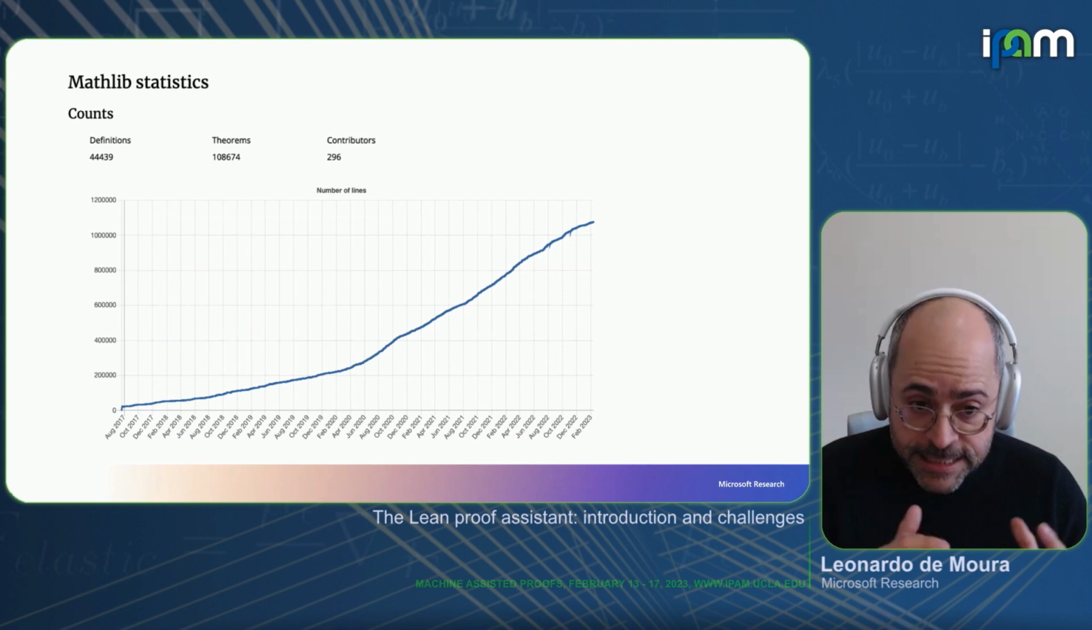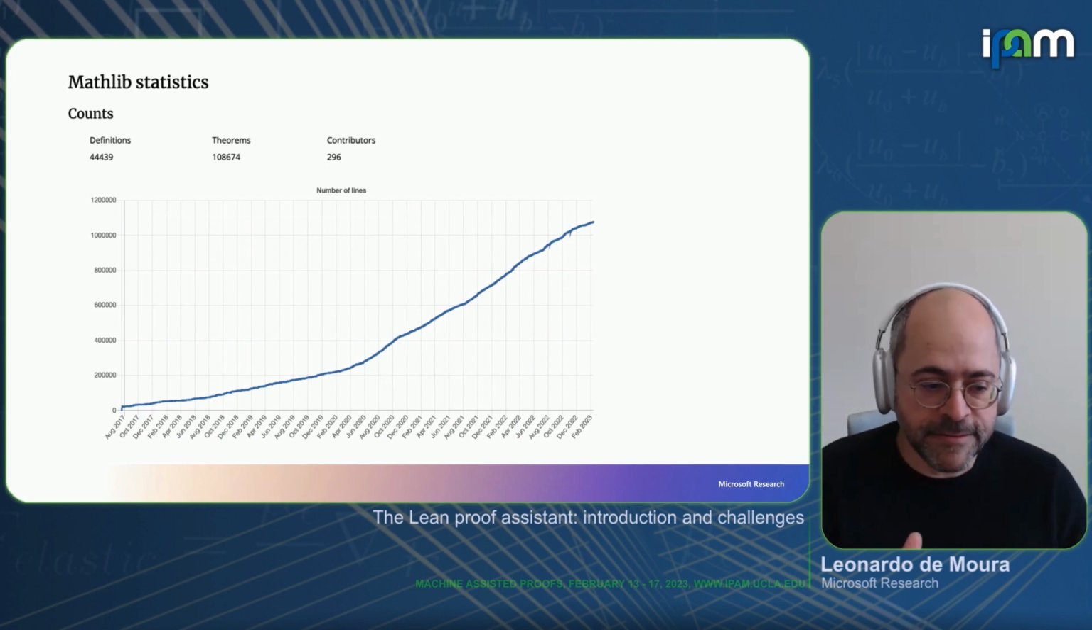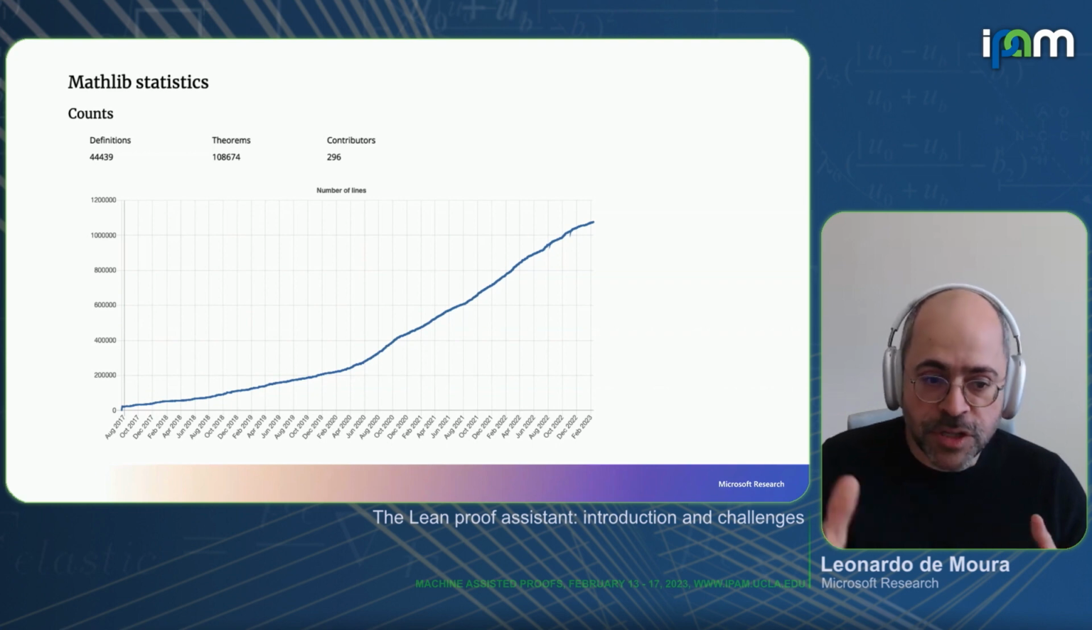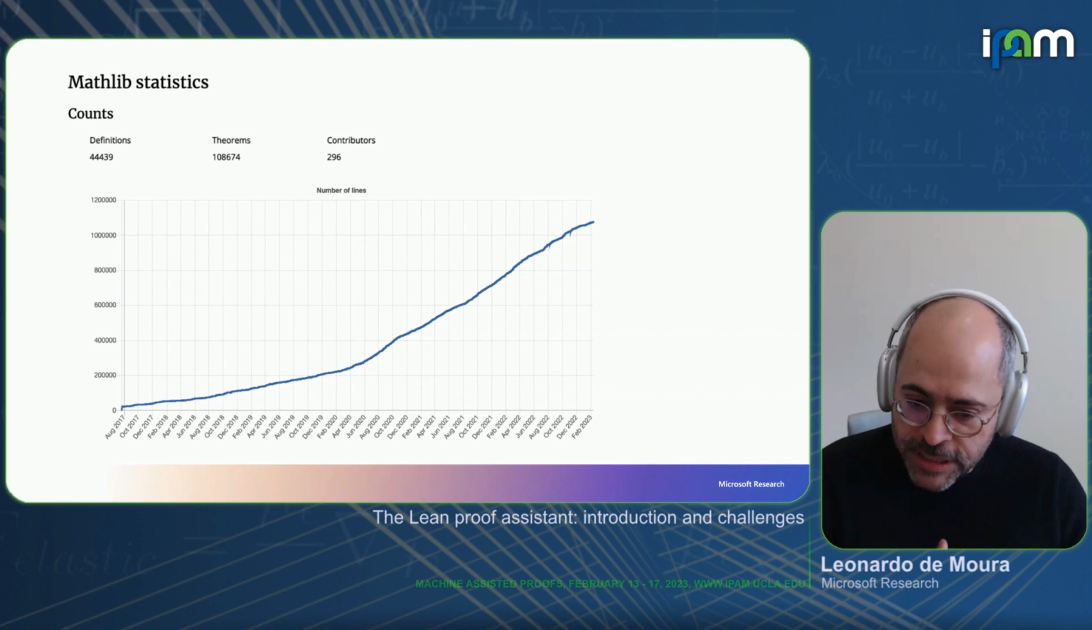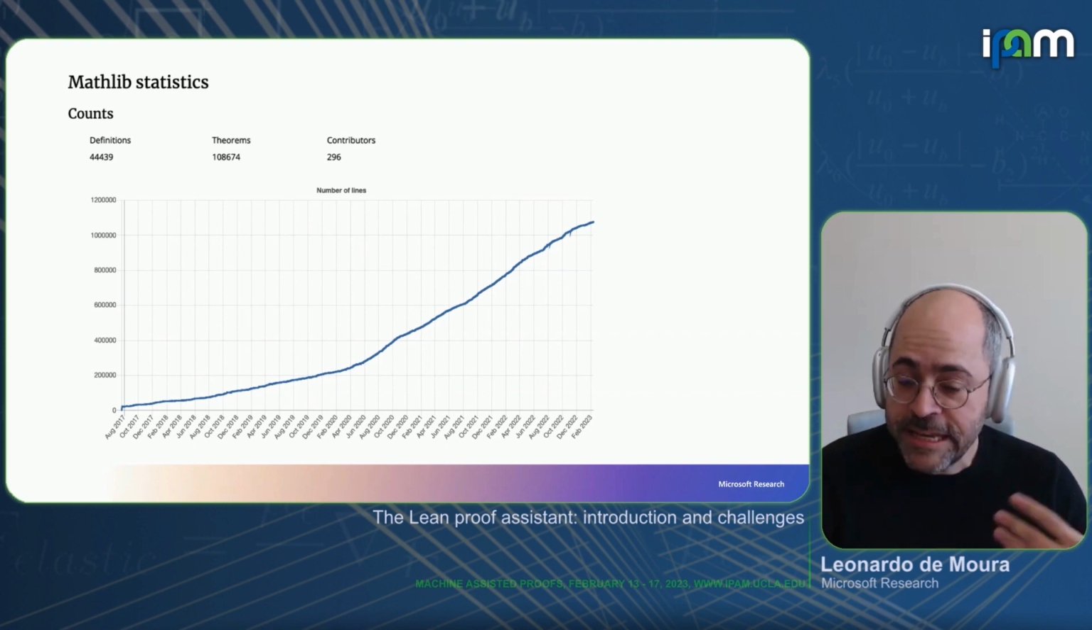The statistics are also very impressive. I mean, Mathlib starts in 2017. You see the growth. It's more than 1 million lines and keeps growing. And after the transition to Lean 4, we expect it to grow even faster.